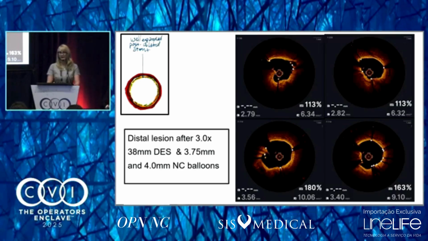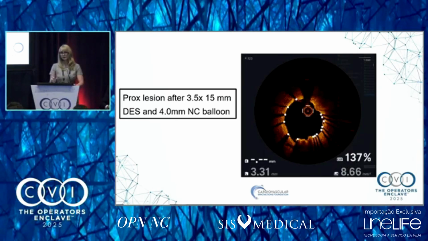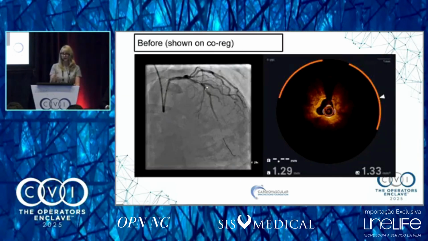And you can see the final stenting result here with good lumen areas throughout in the range of anywhere from 6.3 up to as much as 9 to 10 millimeters squared, depending on which portion of the lesion I'm in. I'll show you some co-reg images shortly. And this was the proximal lesion where I placed a 3.5 stent and post-dilated with a 4.0 NC. So again, nice expansion at that site.